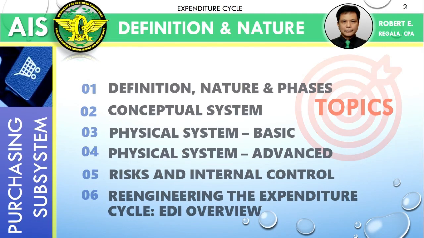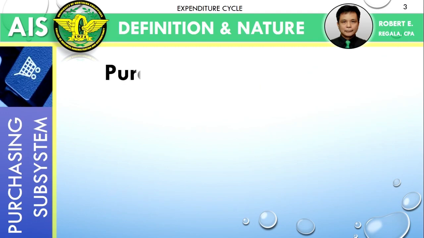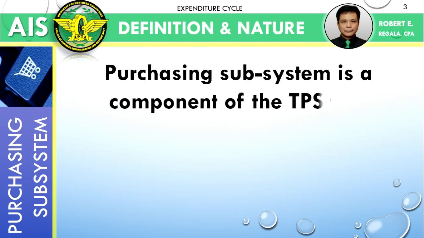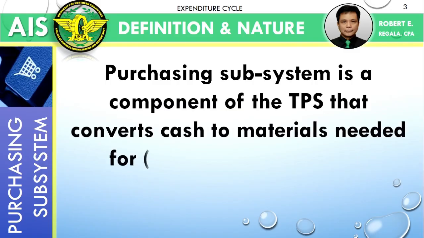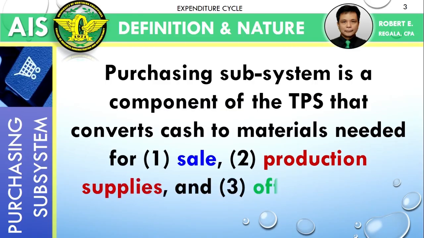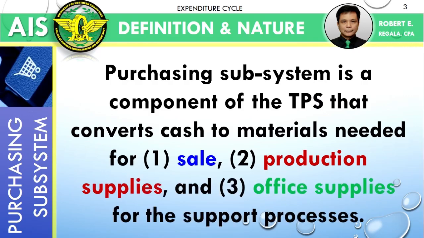The purchasing subsystem, definition and nature. The objective of the expenditure cycle is to convert the organization's cash into physical materials and human resources it needs to conduct business. In this chapter, we concentrate on systems and procedures for acquiring raw materials and finished goods from suppliers. The systems and procedures also apply to the acquisition of office supplies for the supporting units of the organization that are not directly involved in the production and selling processes.